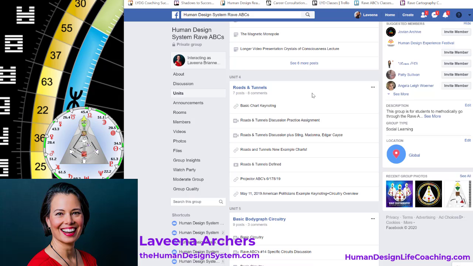So when it comes to understanding chart keynoting, we need to understand it from the red and the black, and that's what Roads and Tunnels are about.